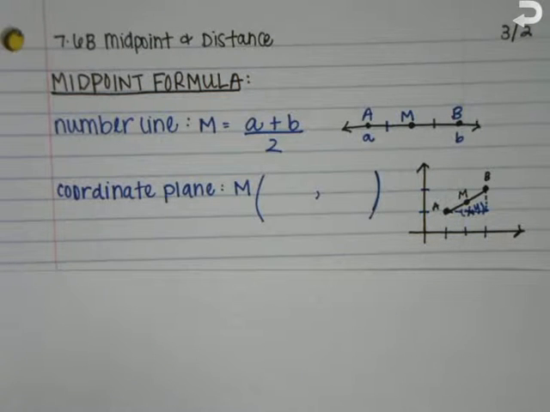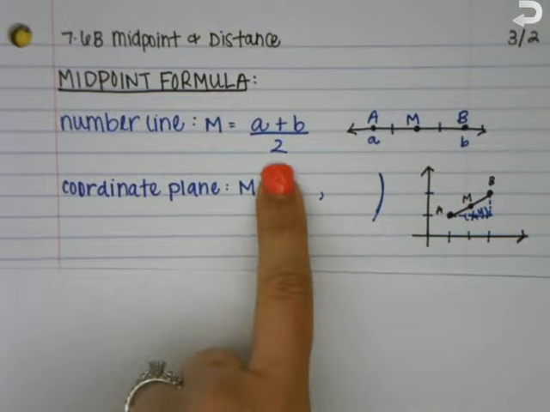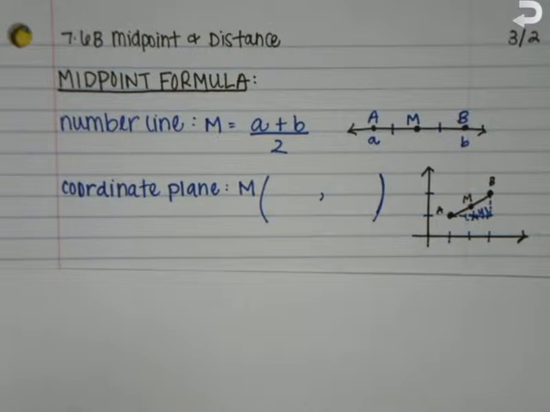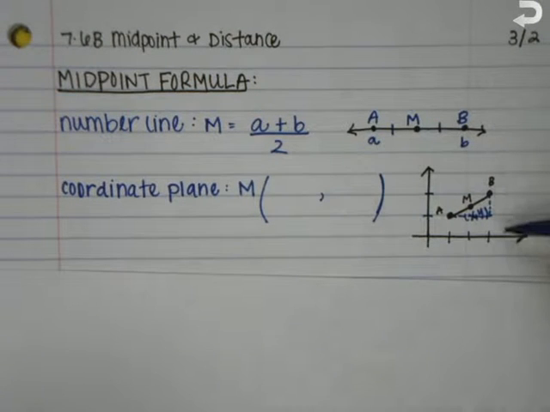Now there is a formula for this to make it easier for us so we don't have to draw the picture every single time. Okay? Basically, what did we do on the number line? A plus B, and then divided it by? 2. So to find the midpoint of the x's, what do you think we're going to do? We're going to do the same thing, except we have to do the x coordinates and the y. Exactly. We're going to take the x coordinate of A and add it to the x coordinate of B, and then divide it by 2.